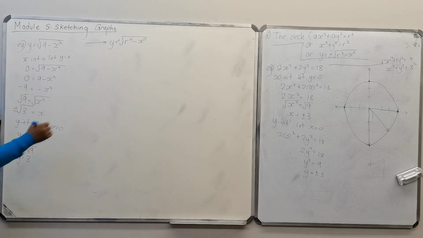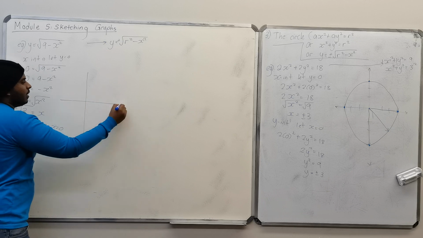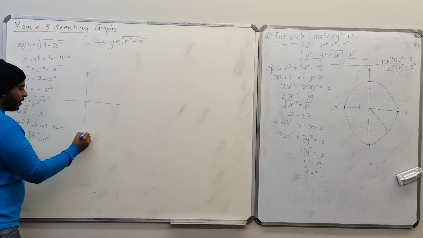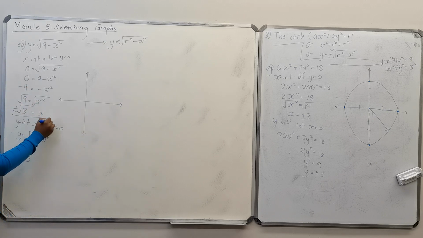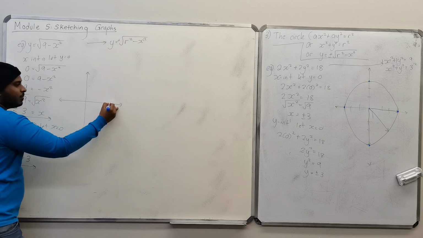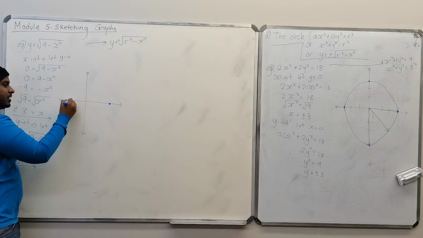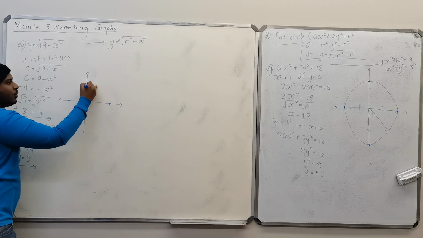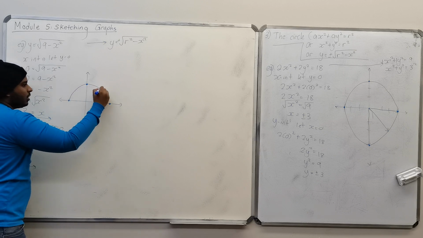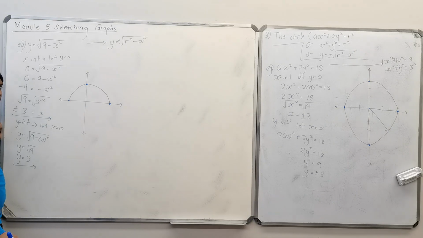So when you're drawing your graph, you only have 3 points. So the points you have, let's say this is 1, you have plus 3 and 0, which is here, minus 3 and 0, which is here, and 0 and 3, right? So when you're drawing your graph, it will look like that, okay?